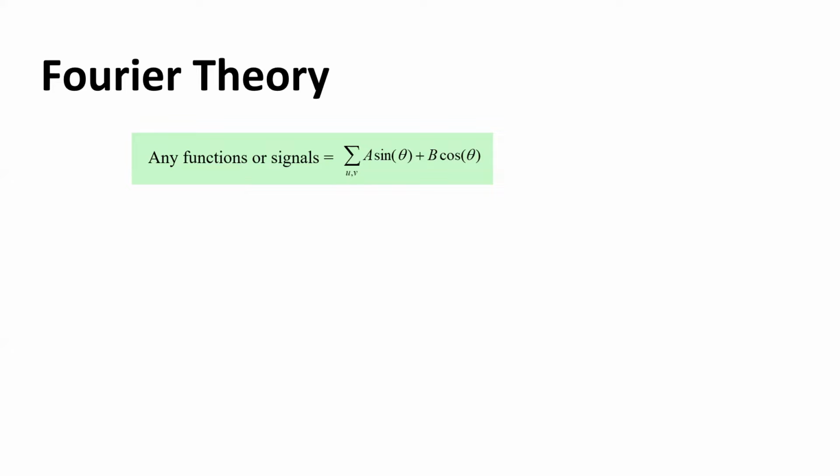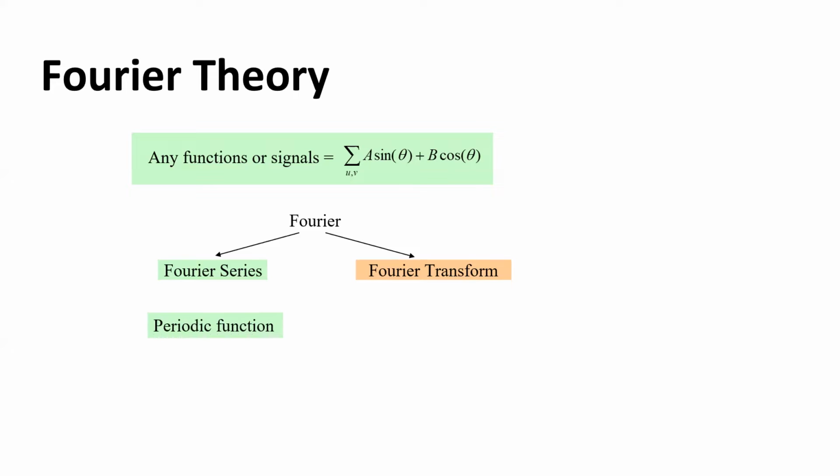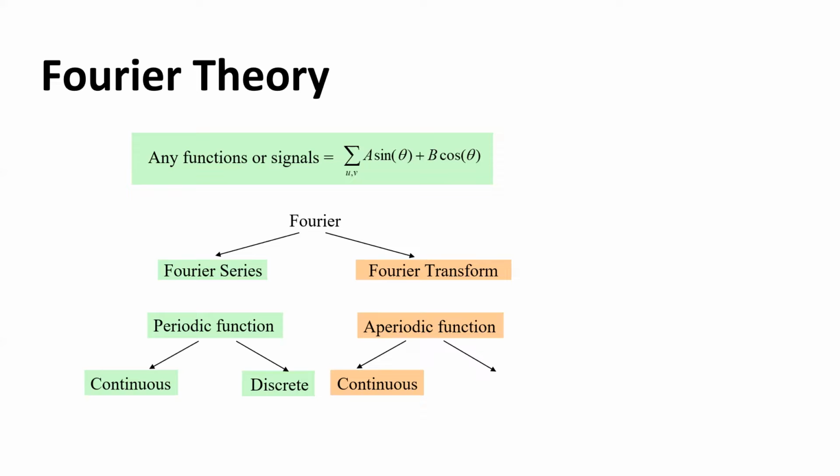So Fourier theory basically consists of two major concepts, Fourier series and Fourier transforms. And in Fourier theory, our target is to represent a signal or function in terms of sine and cosine functions. With the help of Fourier series, we can approximate any periodic function, and we can find the Fourier transform of any non-periodic function.